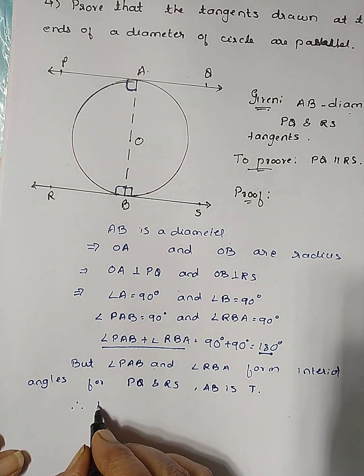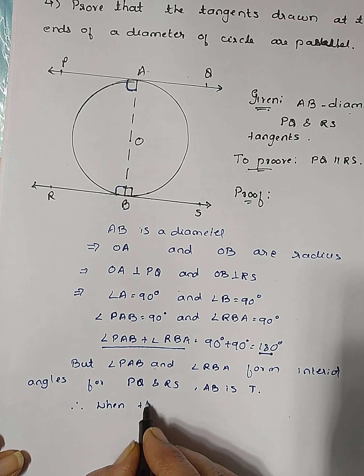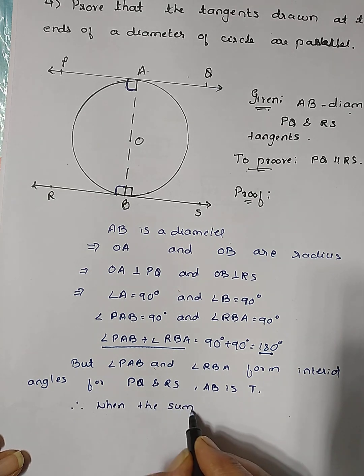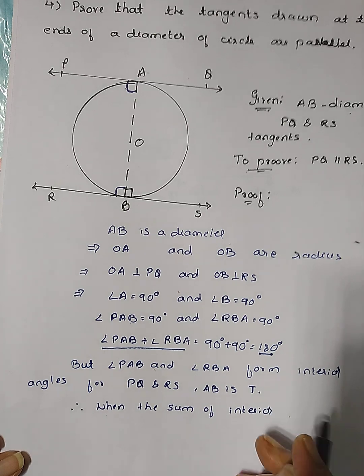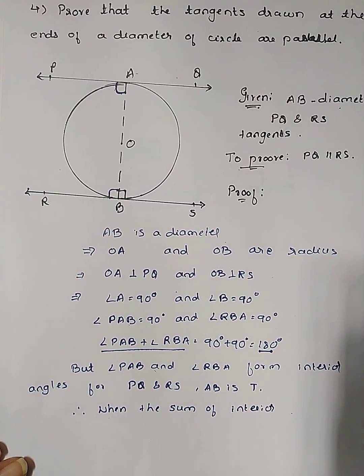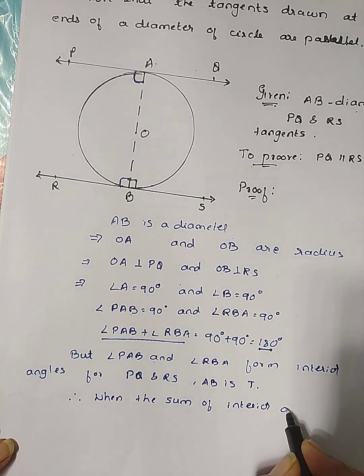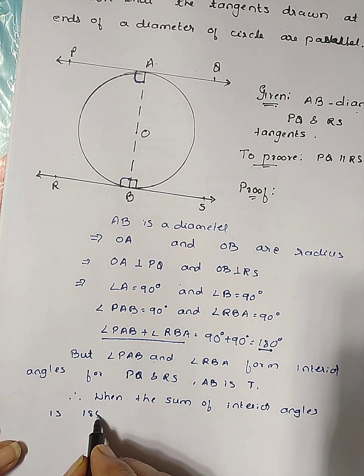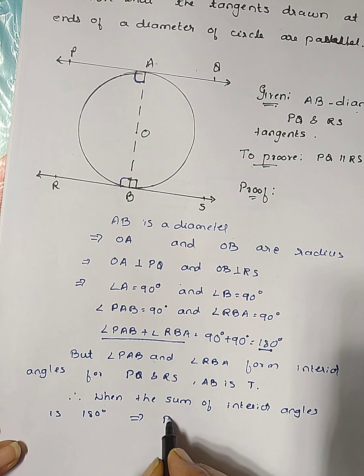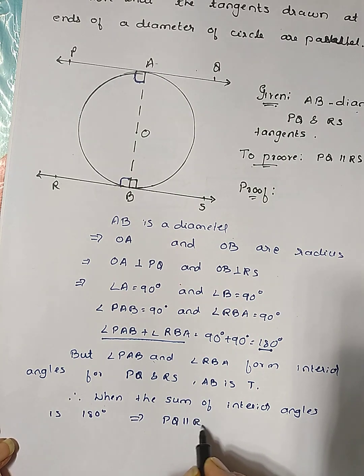So therefore, when the sum of interior angles is equal to 180 degrees, we have to write these reasons in sentences. The interior angles sum is 180 degrees. It implies PQ is parallel to RS.